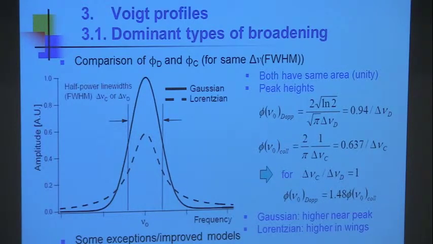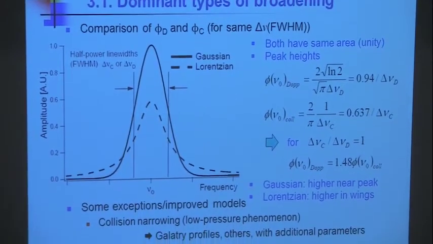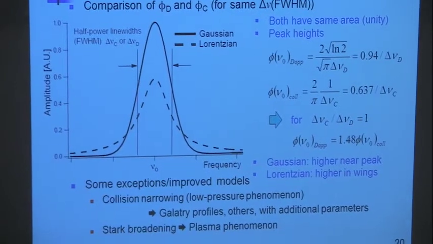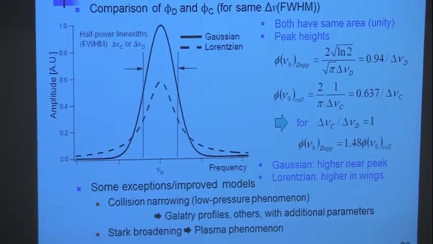There's some exceptions that you won't need to worry about right now. There's something called collision narrowing. When you're in a certain pressure regime, as you increase the pressure, the lines actually become narrower. Hardly ever a problem. It does exist. And when that happens, we can't use the Voigt anymore. We use something called the Galatry profile and some others. All of a sudden, now it gets more complicated. So you always want to start with the simplest model that's reasonable. But there is a way to deal with this problem when it's a low pressure problem.